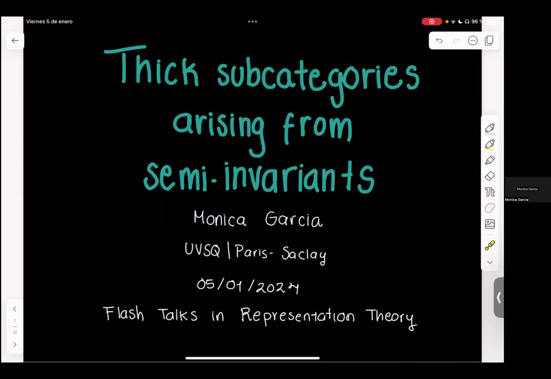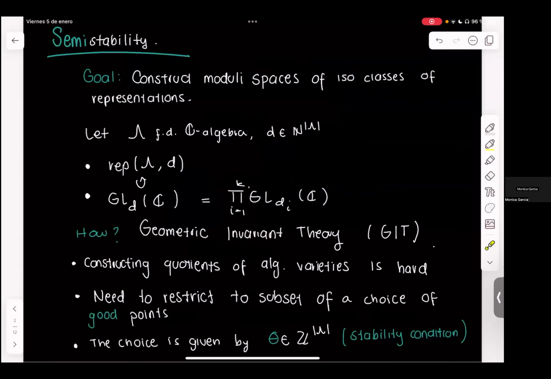Well, today I would like to talk to you about semi-invariants in representation theory and some nice subcategories of the category of both modules and two-term complexes of projective modules that arise from the study of semi-invariants. So if, when hearing semi-invariants, semi-stability comes to mind, it's because they are closely related to each other. So let me say just a few words about semi-stability.